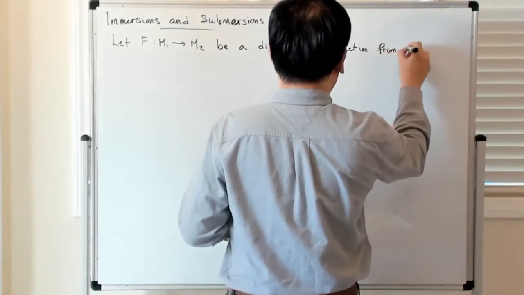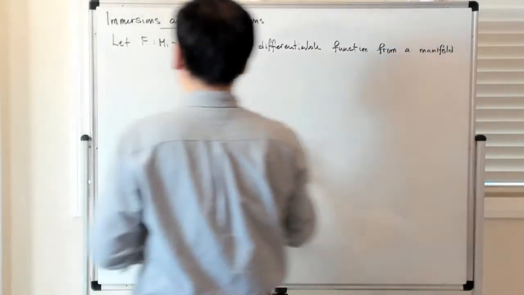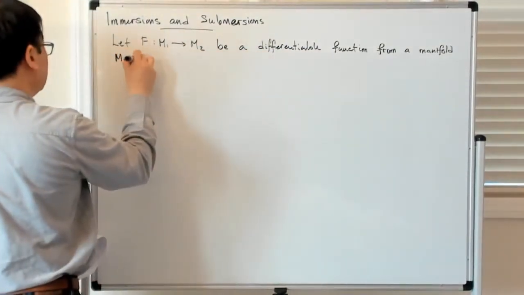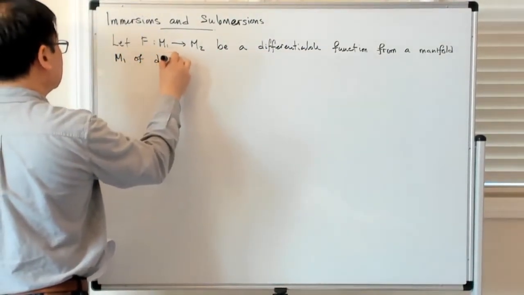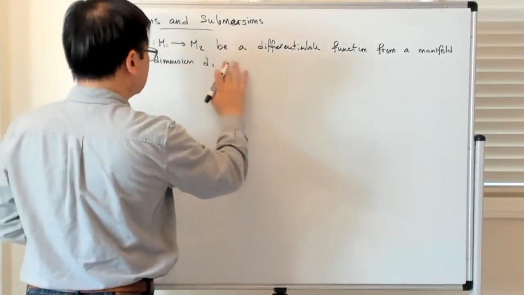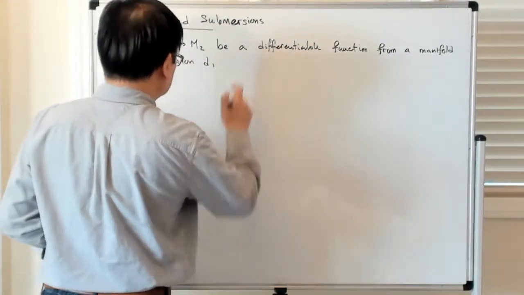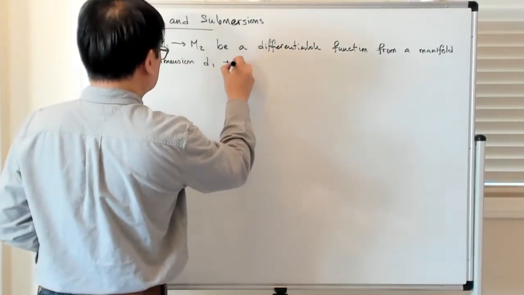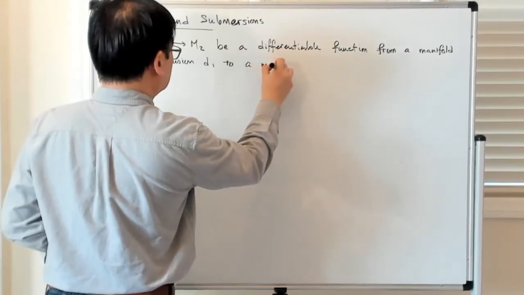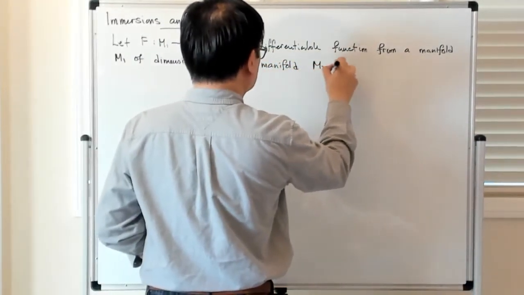From a manifold M1 of dimension D1 to a manifold M2 of dimension D2.